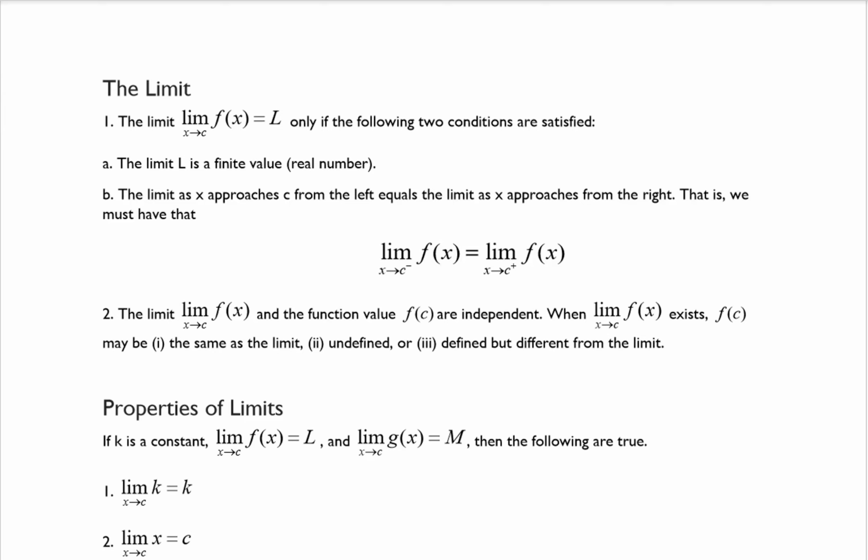The second condition says the limit as x approaches c from the left equals the limit as x approaches c from the right. That is, these two limits must be the same value. Again, we saw in the previous example where the limit from the left and the limit from the right were not approaching the same value, so the overall limit did not exist.